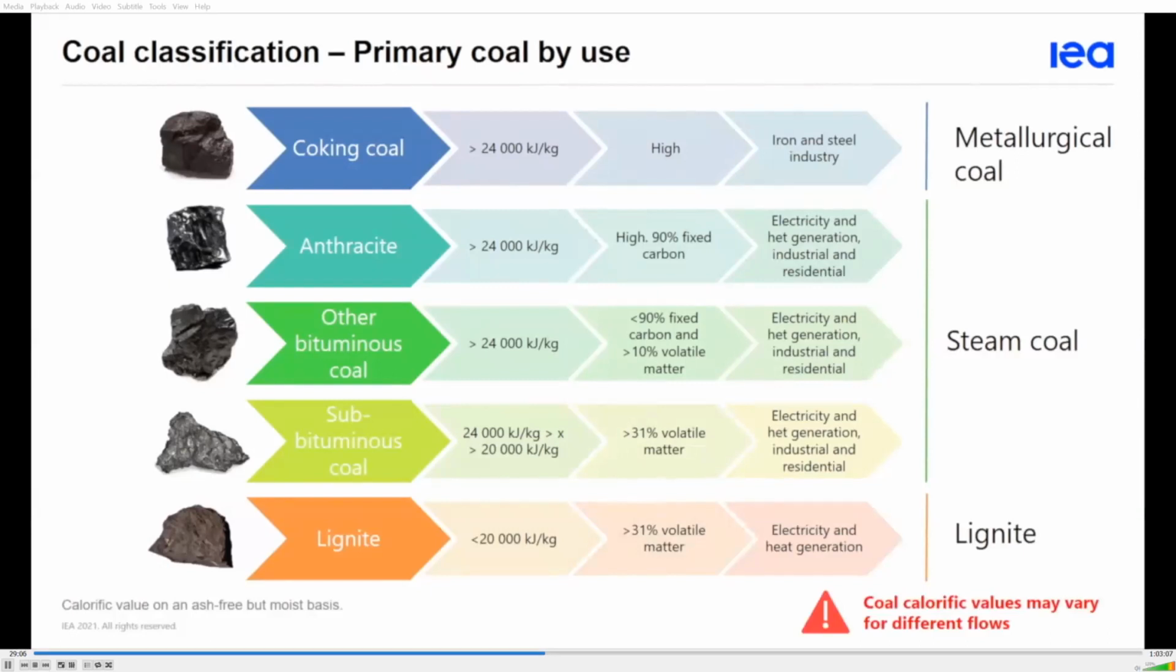One important element to keep in mind when you talk about coal statistics is that calorific value may vary depending on the flows you are checking in your statistics. For example, the calorific value in your production might not be the same as the one used in your consumption in electricity and heat generation because of selection of specific coal quality for specific consumption and the mix with the trade of those products.